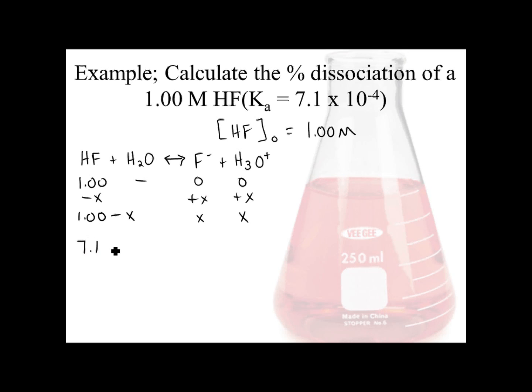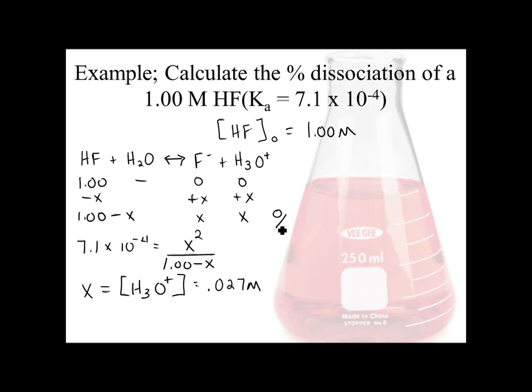It's going to be K, in this case Ka, is going to be equal to X squared over 1.00 minus X. X is the hydronium ion concentration at equilibrium, and of course the fluoride ion concentration is going to be 0.027 molar. My percent dissociation, therefore, is going to be the hydronium ion concentration at equilibrium divided by the initial concentration of the acid, which is given in the problem, times 100%. My percent dissociation for this example is 2.7%. You've got 2.7% hydronium out of that acid. Not a lot, but that's what percent dissociation does.